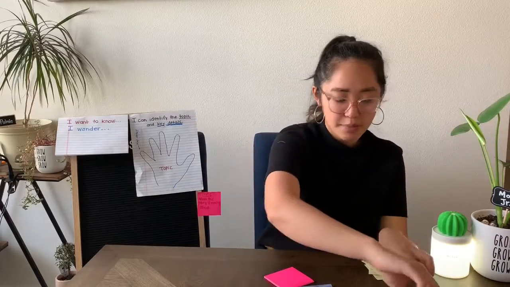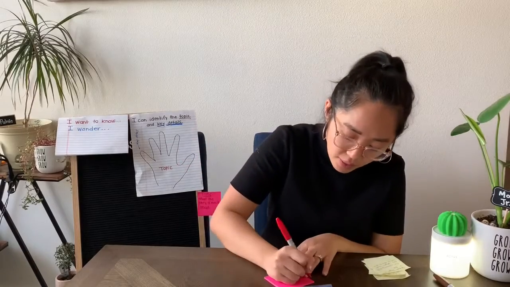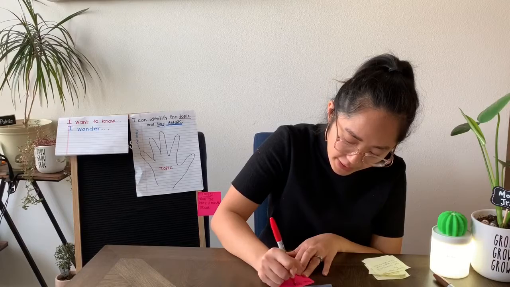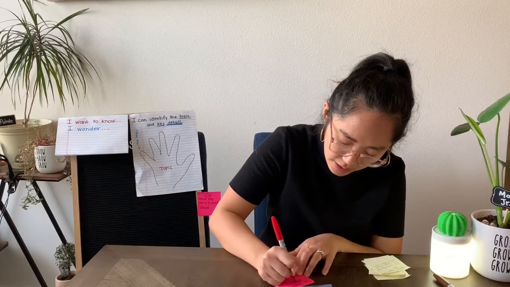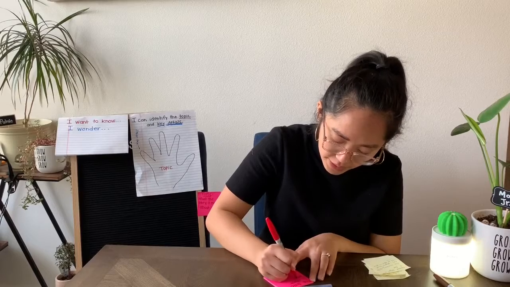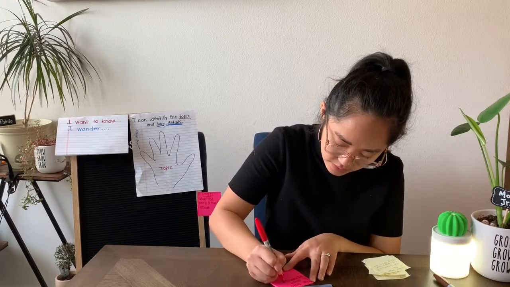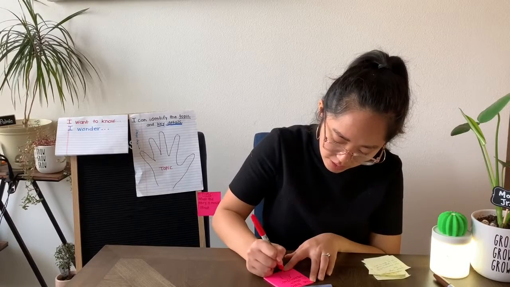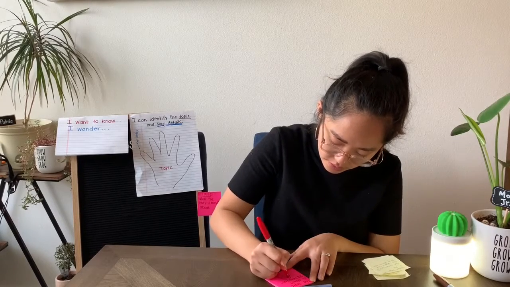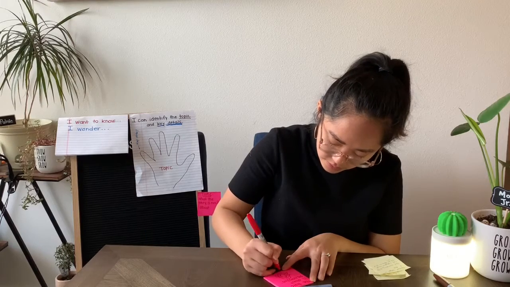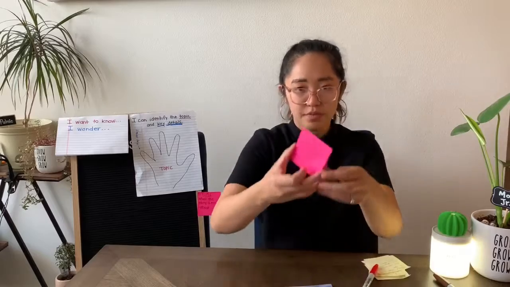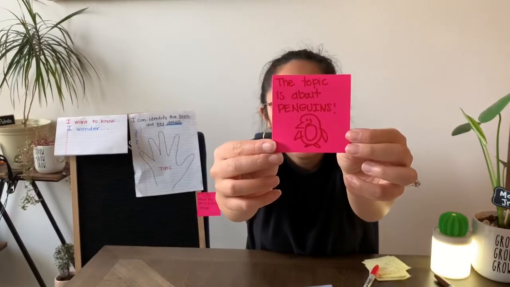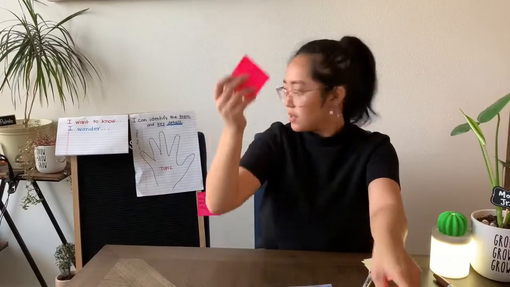Oops, I'm gonna use my red pen because we use red to talk about the topic. The topic is about penguins. And I will try my best to draw a picture of a penguin. Okay, there we go. The topic is all about penguins. And then I'm gonna put it right here in the middle because that's what the whole book is about. That's why it's in the middle of our hand as the topic, okay?